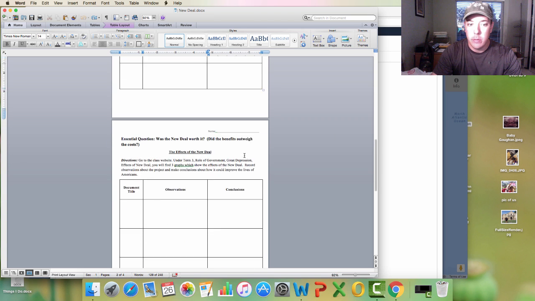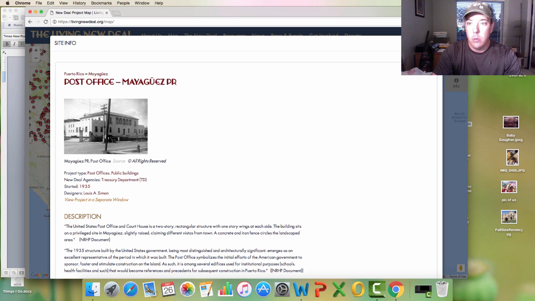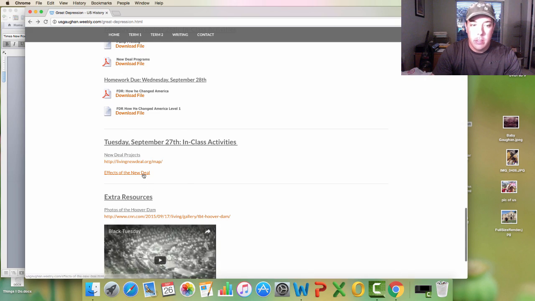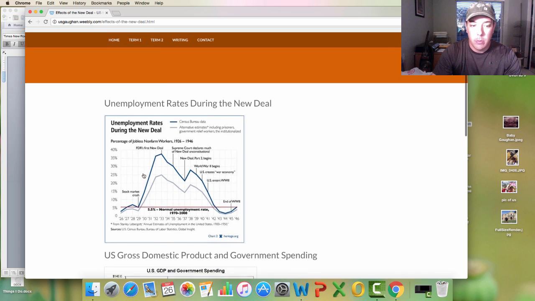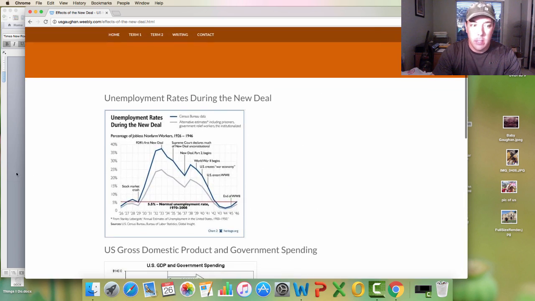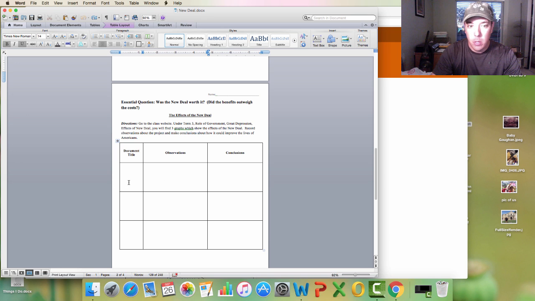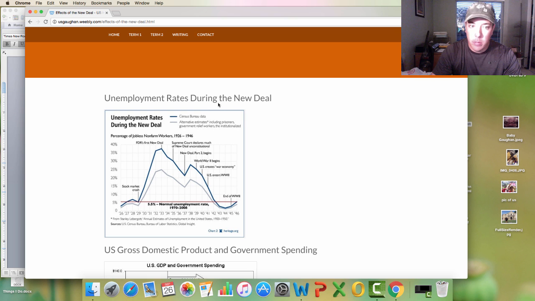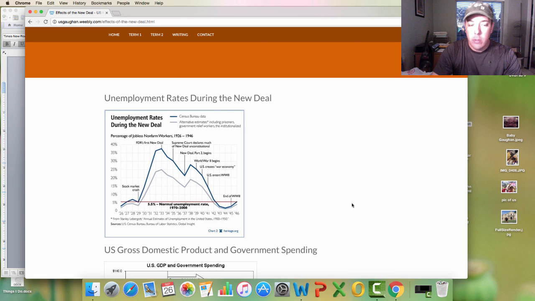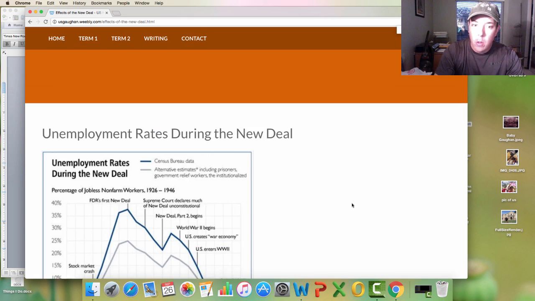The next part of this, okay, so if I want to go back to my class website, is the effects of the New Deal. So these are 3 different graphs that you have to look at. Okay, you can look at these within your group. So the document title, which in this case is unemployment rates during the New Deal, and then your observations and conclusions. So what are the things you observe? What specific statistics?